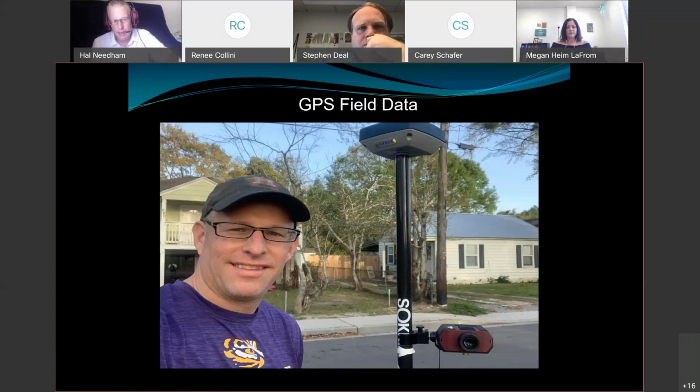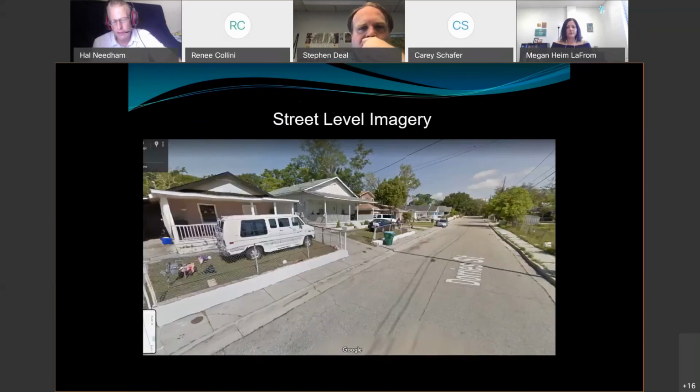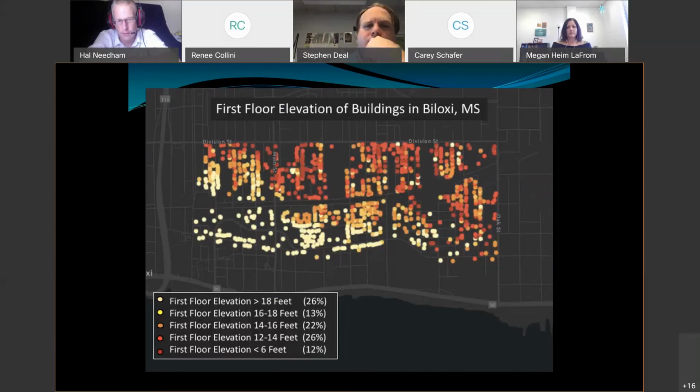And then this last slide gets into some other methods that we used. Another thing we did with this project was street level imagery, like Google Street View, where we could do a lot of analysis remotely as well. So using elevation certificates, GPS, and street level imagery, we were able to build a really comprehensive first floor elevation database for our project area. And I think this next slide shows the results from this work.